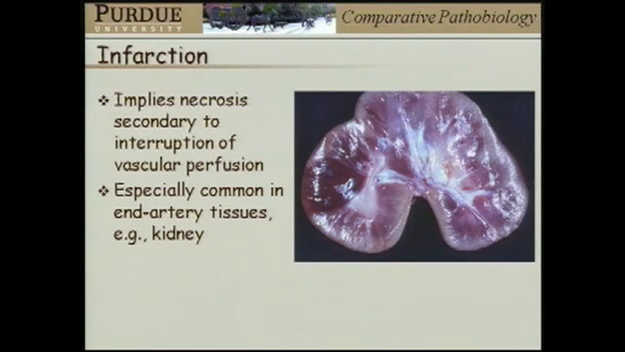The ulcer is the end result. Infarction is an example of necrosis that is caused by interruption of the blood supply. It's especially common in end artery tissues, for example, the kidney, as shown here. And this was an infarct that was secondary to Strongylus vulgaris larval migration, and actually something that we see fairly commonly in Strongylus vulgaris infection in horses.